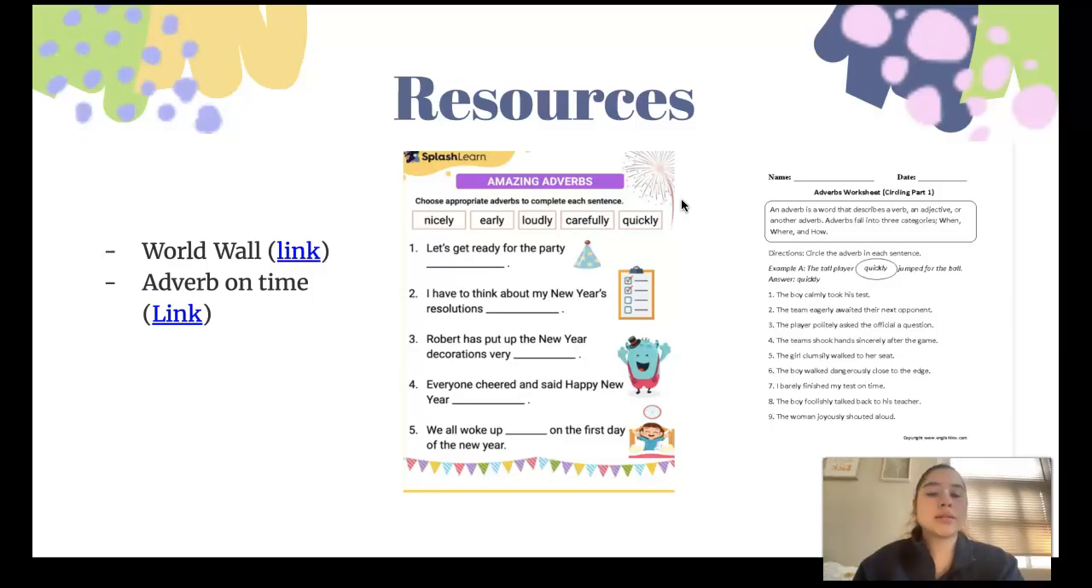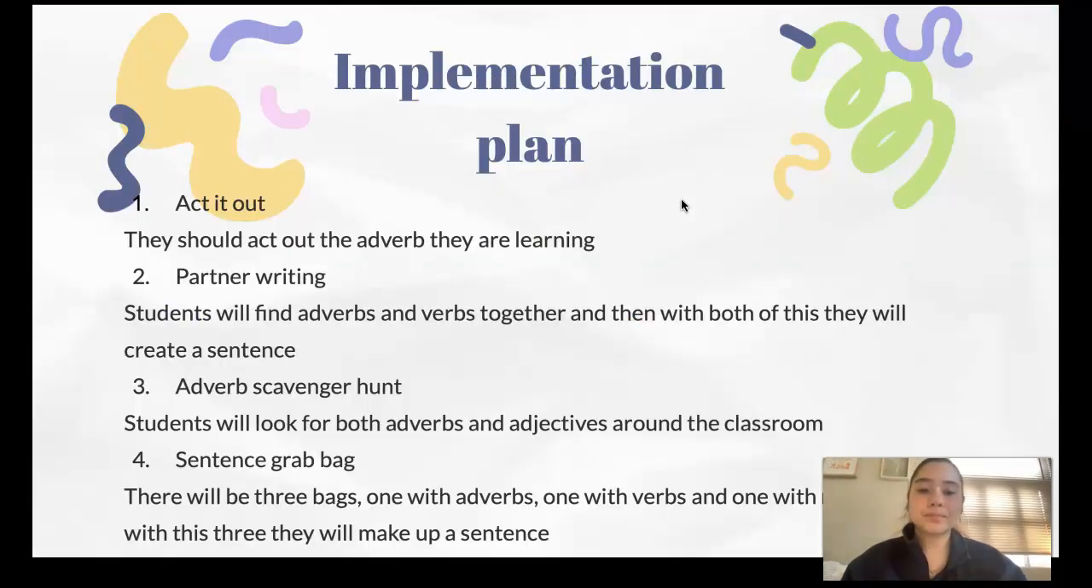And then another one is, instead of filling in the blank, circling what the adverb is. An example is "The tall player quickly jumped for the ball," and the answer will be quickly, so they just circle quickly. Or "The boy calmly took his test," and the adverb will be calmly, because that's the adverb in the sentence.